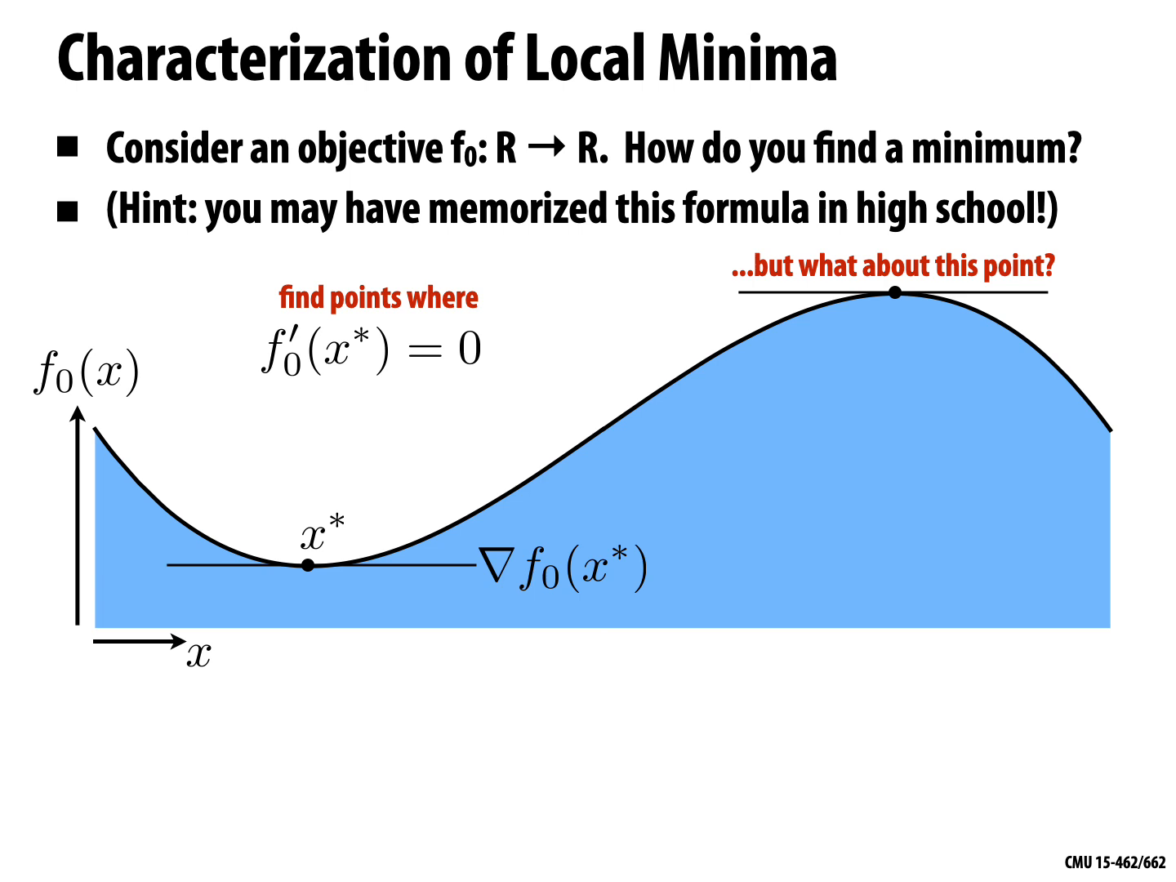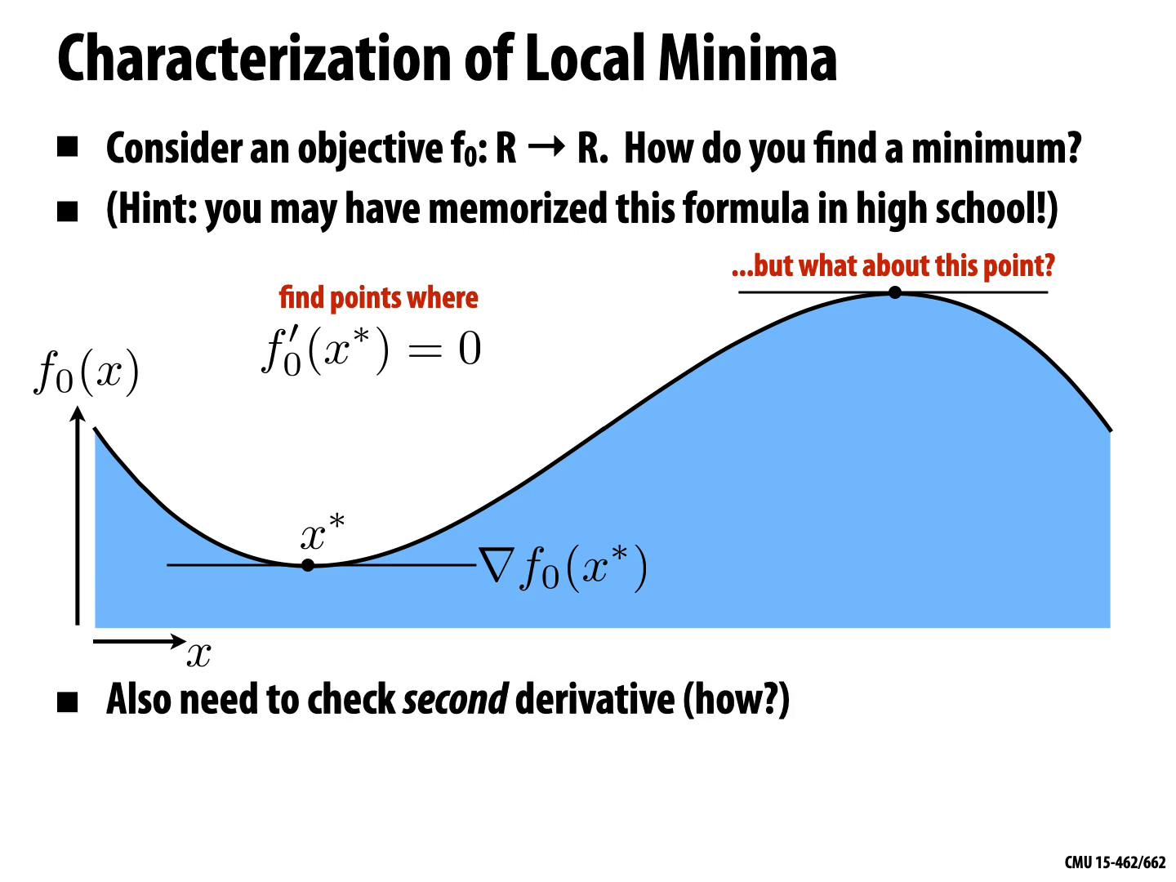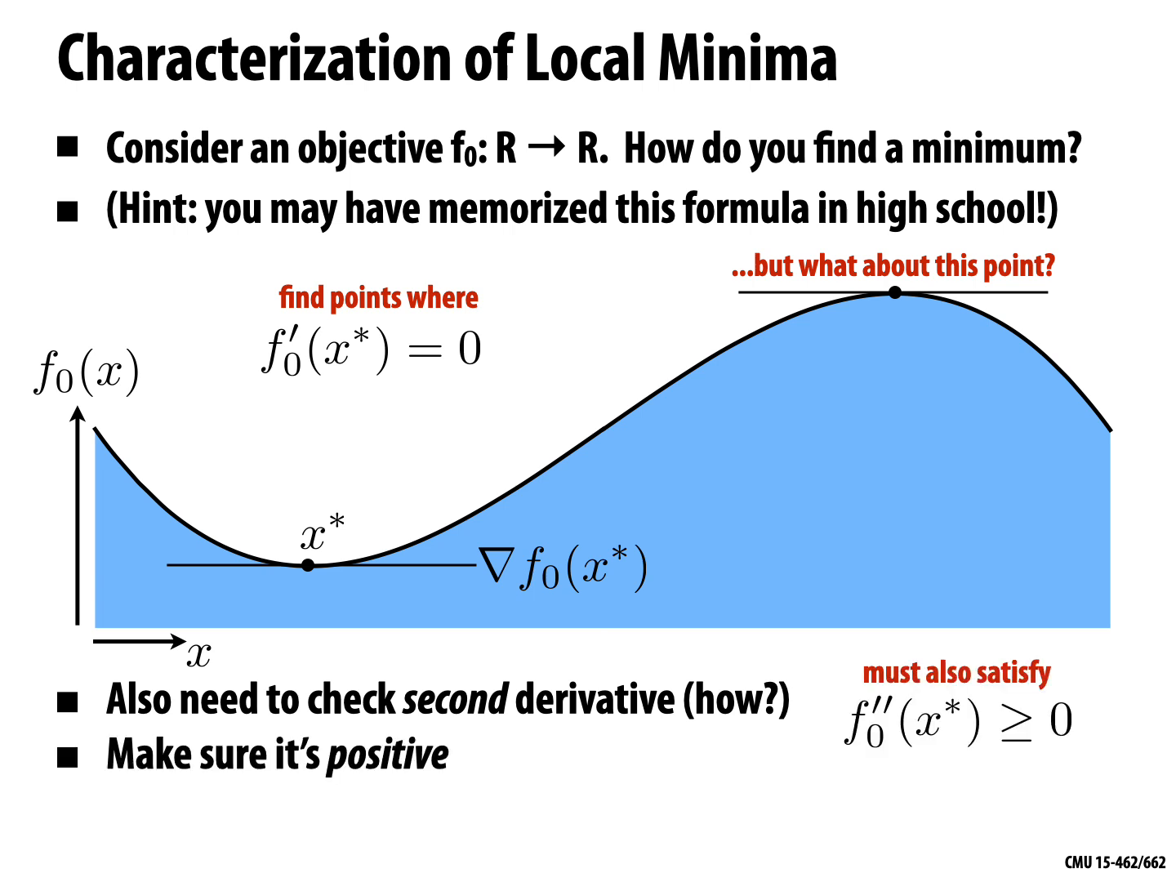Right, we also need to look at the second derivative. We need a second derivative test. In particular, we want to make sure that the second derivative is positive, right? It has this convex behavior at the critical point. Okay, so that's something we can easily understand for functions on the real line.